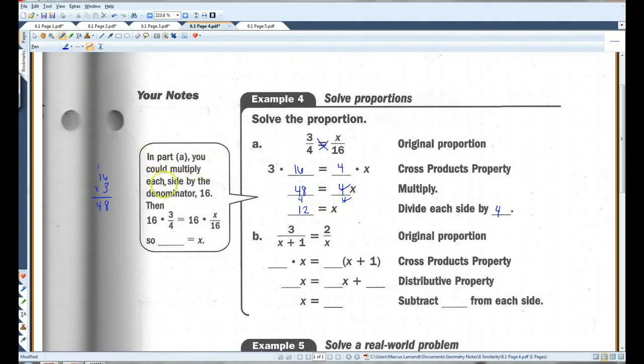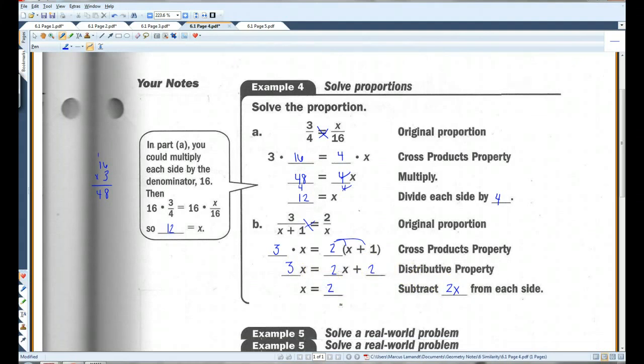In part A, you could multiply each side of the denominator by 16. Okay? X would still equal 12, because 16 times 3 is 48 divided by 4, which is still 12. Alright, let's try this one. I have 3 times x equals 2 times x plus 1. I need to distribute the 2. So I have 3x equals 2x plus 2. I'm going to subtract 2x from each side. X equals 2.